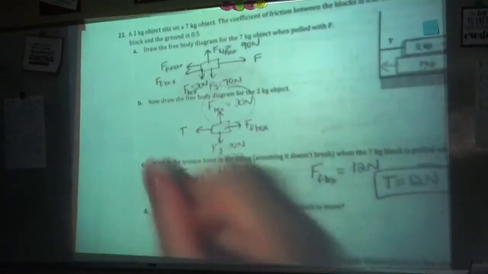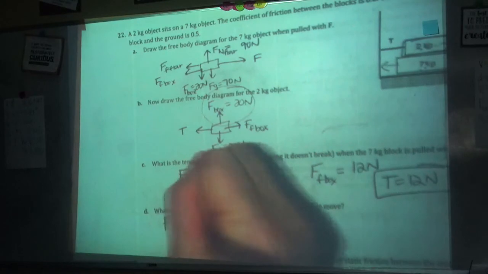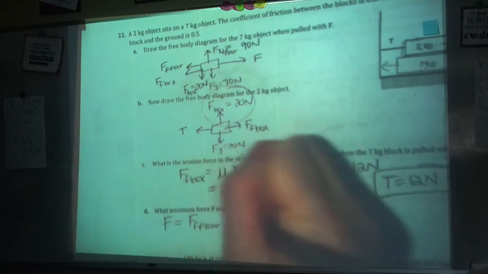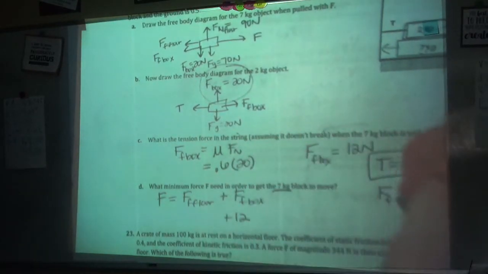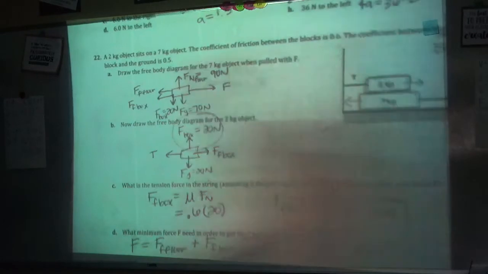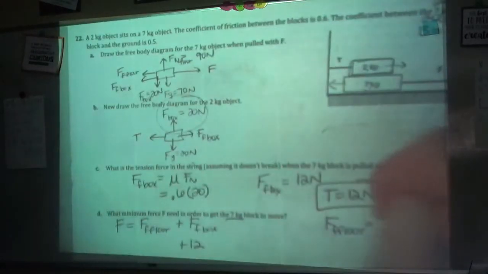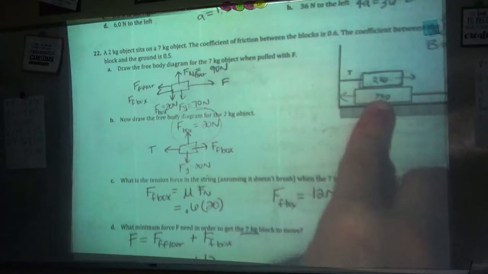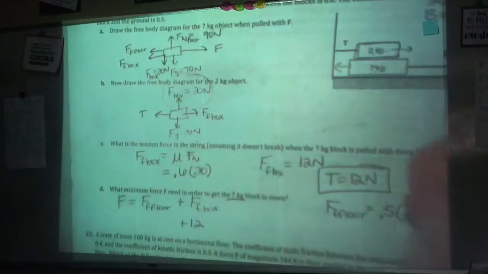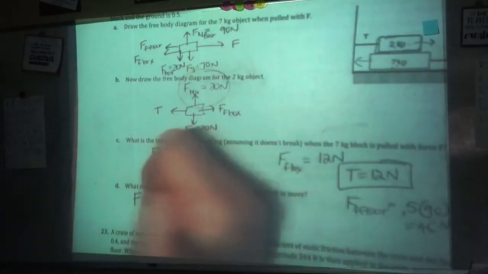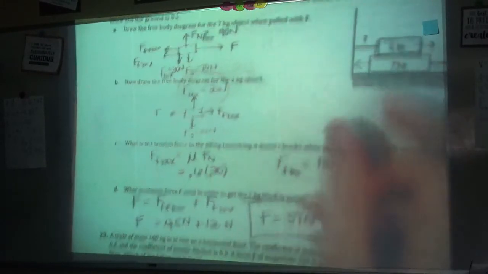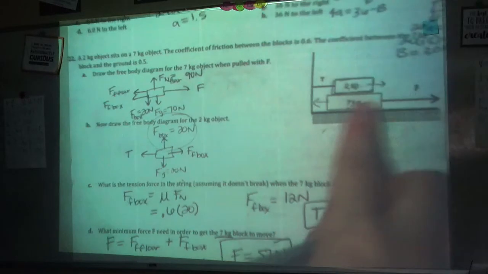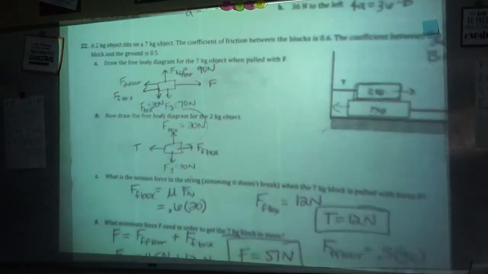So we want the force applied to be equal to the force of friction from the floor and the force of friction from the box. We just found the force of friction from the box, it's 12. For the force of friction from the floor, we use the coefficient between the floor and the block, which is 0.5, and the normal force of the floor on the block, which was 90 newtons. That gives me 45 newtons, and those two friction forces together give me 57 newtons, which is what the applied force would have to be in order to overcome both friction forces.